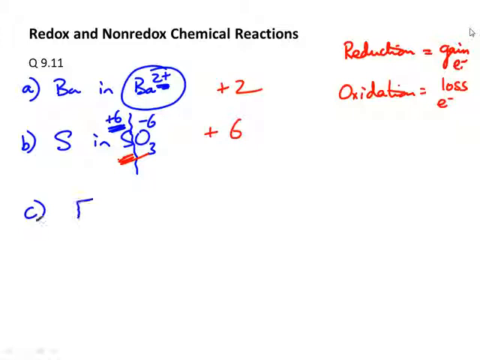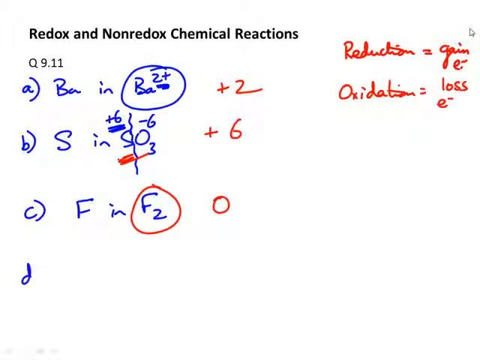C, fluorine in F2. As I said before, the oxidation state of elements is always 0, whether those elements are atomic elements or molecular elements. Now F2 is not a compound, it's a molecule, but it is a molecule of the fluorine element, and because of that the oxidation state of fluorine is going to be 0.